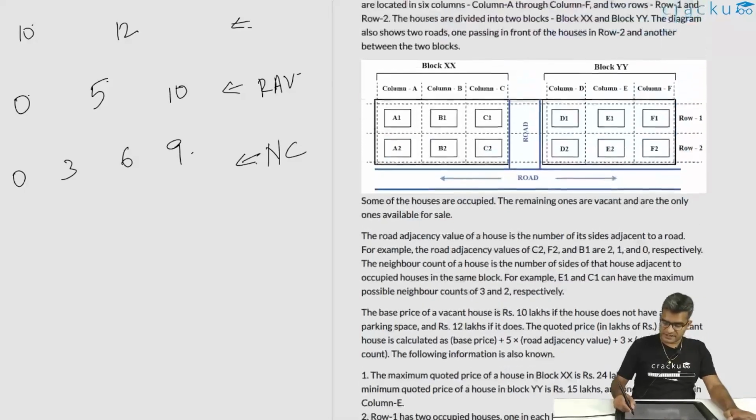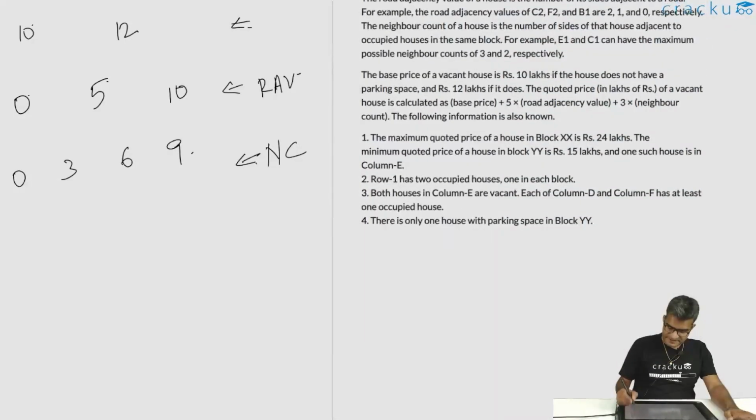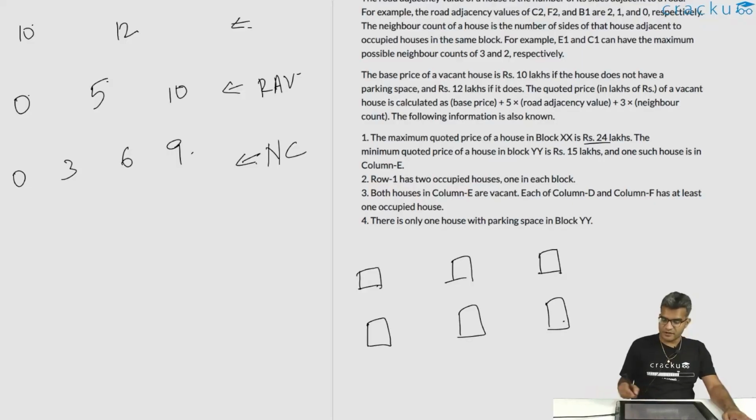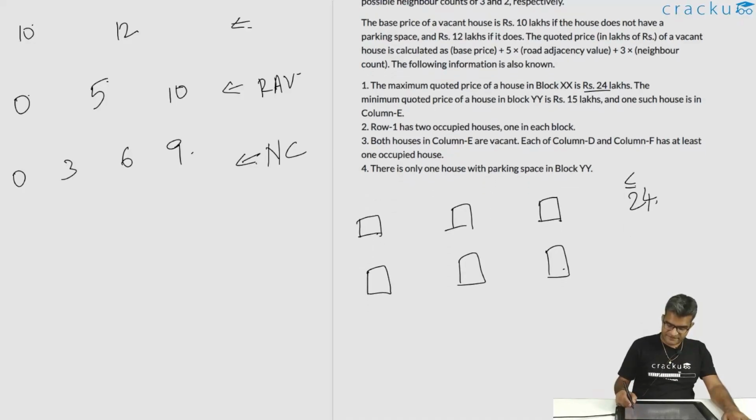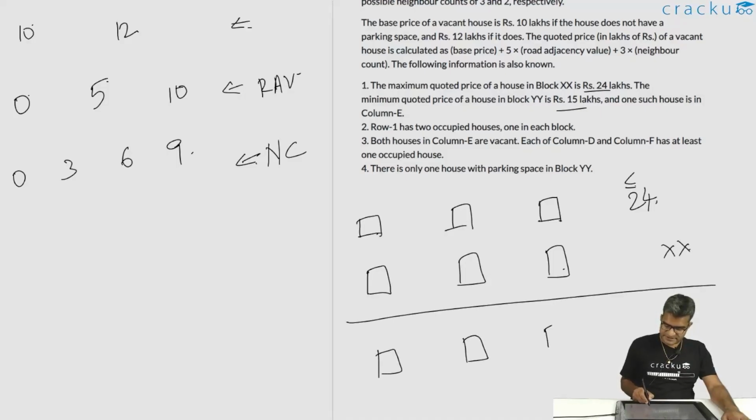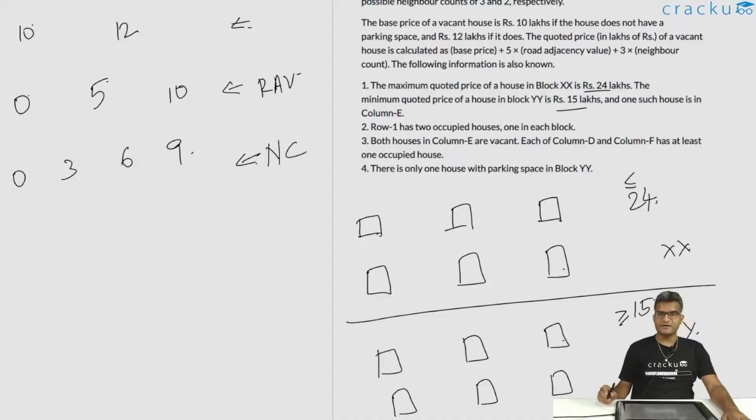What we are told is that in XX, the maximum quoted price of a house is 24. So if you are looking at XX, these are the 3 houses in XX. The maximum price quoted over here is 24, so all of them are less than or equal to 24. Similarly, in YY, the minimum price quoted is 15. So this is XX, and this is YY. All the houses quoted are greater than or equal to 15.